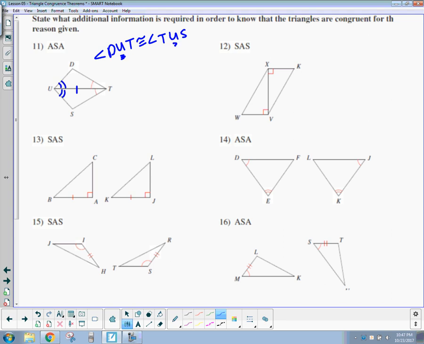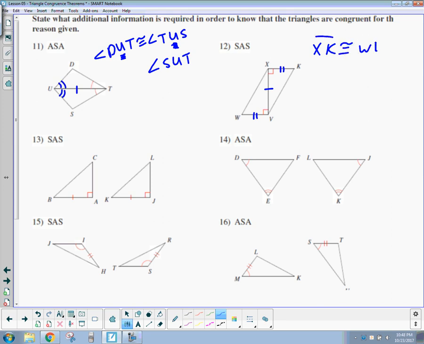Normally you would write it in order, so I would have gone SUT to match what I did before, but I'm just trying to prove a point when I'm identifying the angles I'm saying are congruent. Okay? Number 12, side, angle, side. Again, angles are given. We have reflexive property for this one. So in order to nest that angle that's being given, we're going to mark XK as being congruent to WV.